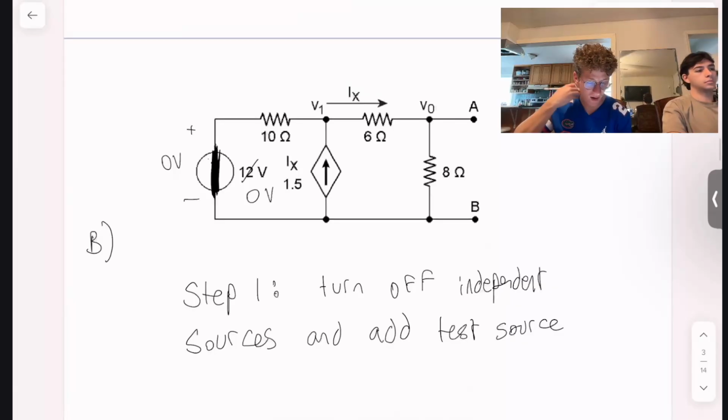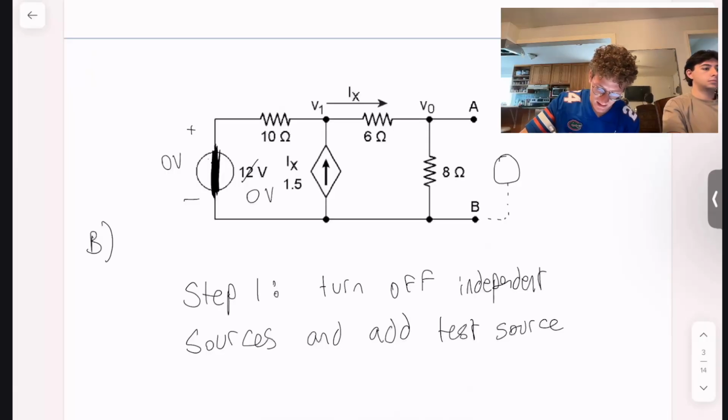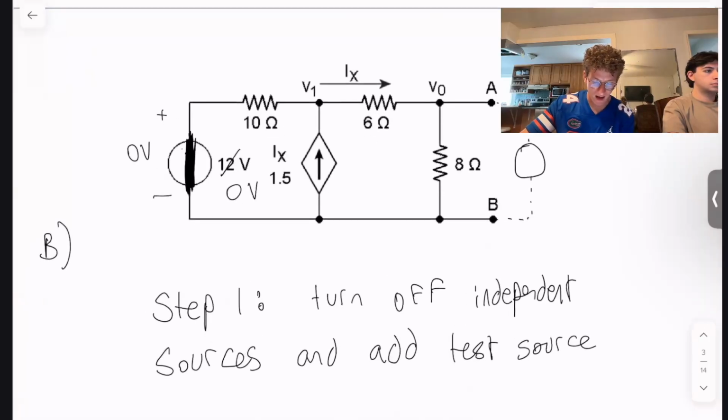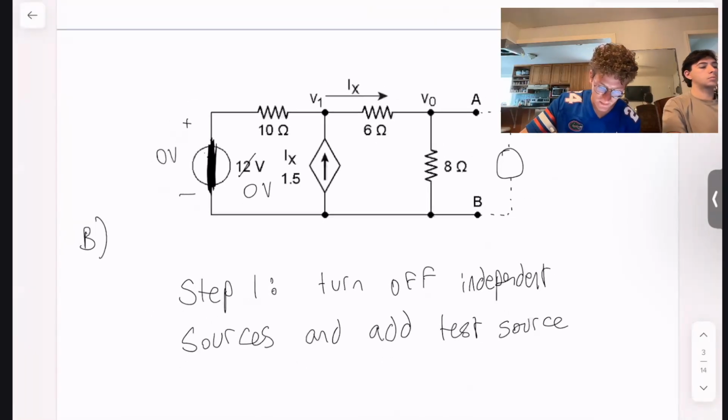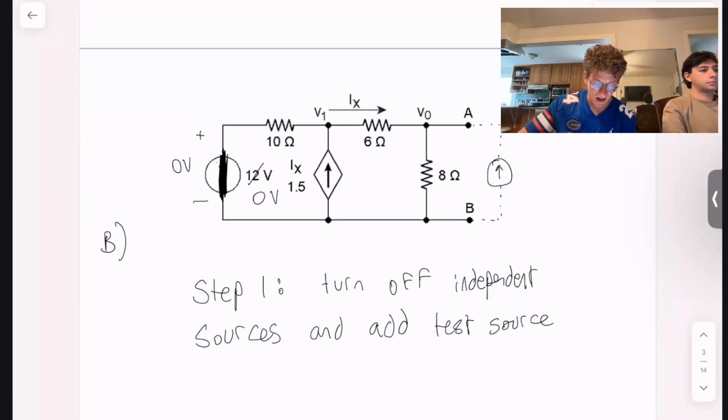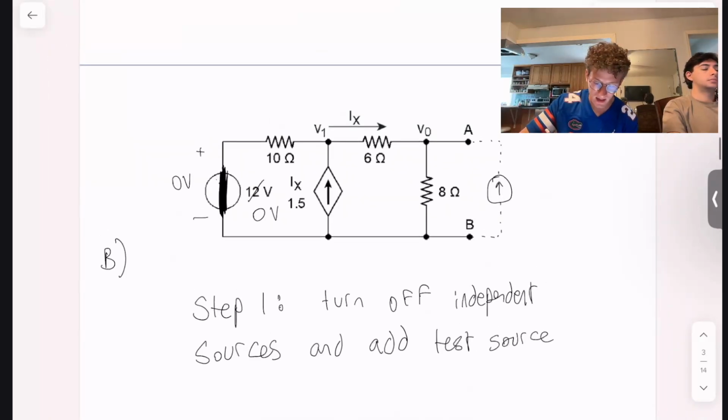So that turns into a wire, and then you're going to want to put on an independent test source. I'm going to choose to use a current source to make nodal analysis just a little bit easier. And I'm not going to assign a value to this. You'll see why. I'll just call it IT for iTest.